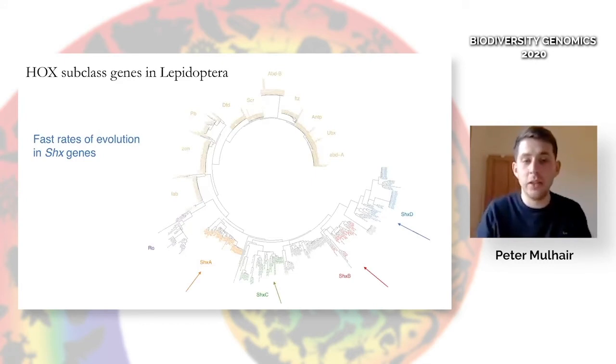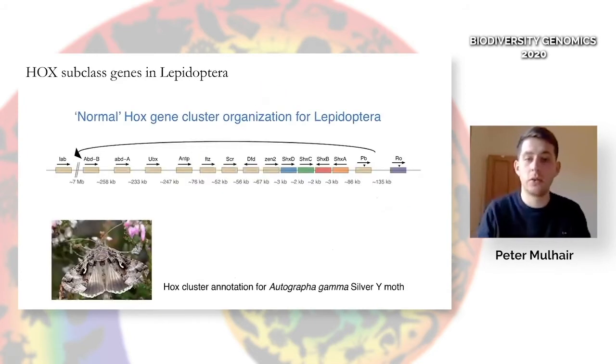Constructing a phylogenetic tree, we're able to group most genes into their families, and we're also able to confirm these fast evolving rates of the SHX genes. We're also able to annotate a kind of normal Hox cluster within Lepidoptera. So for example, in the silver Y moth, we see an inversion of labial to the opposite end of the Hox cluster. We're able to confirm the presence of the 4 SHX genes within the cluster.